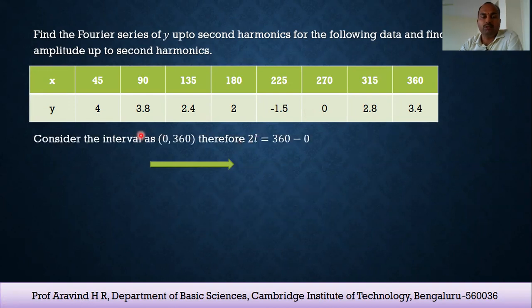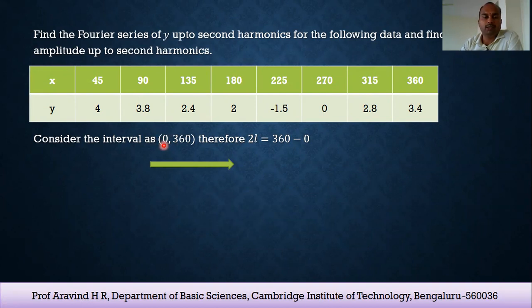Now what is the interval? The X values will give us the interval. These are equally spaced values. So the last value is 360, but the beginning value is 45. But here I have taken it as 0. Even though it starts from 45, you should consider 0.